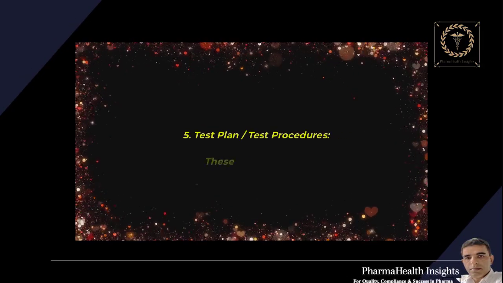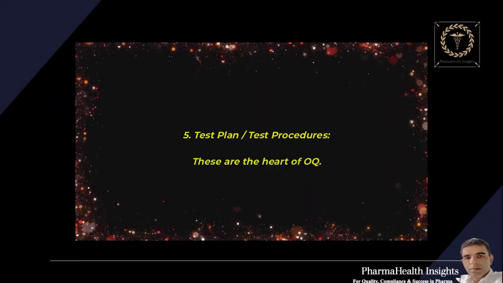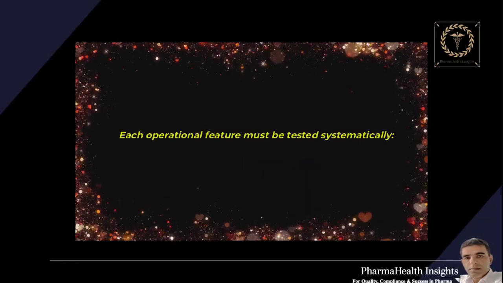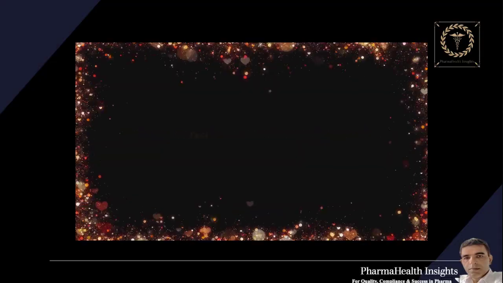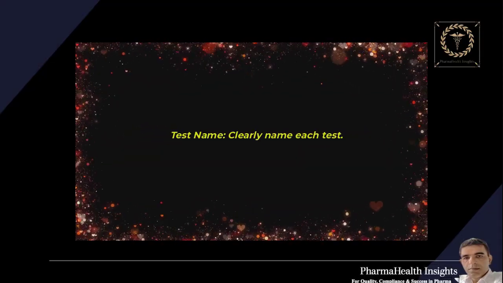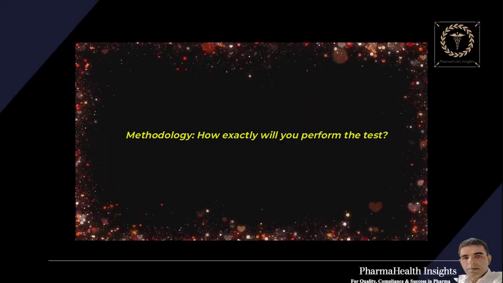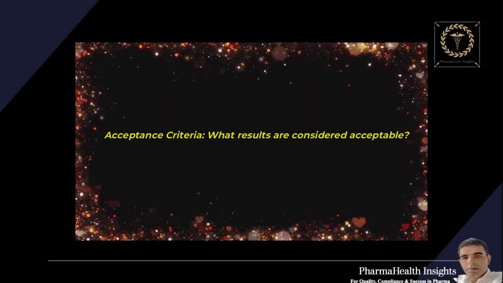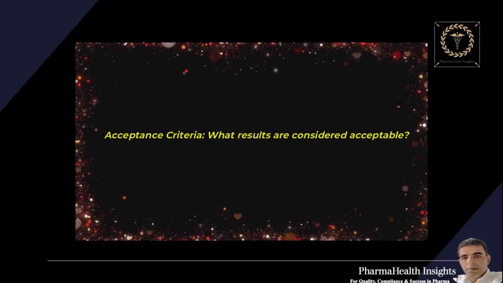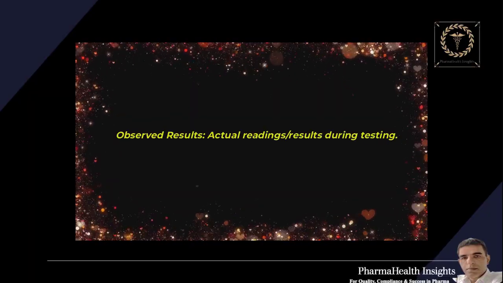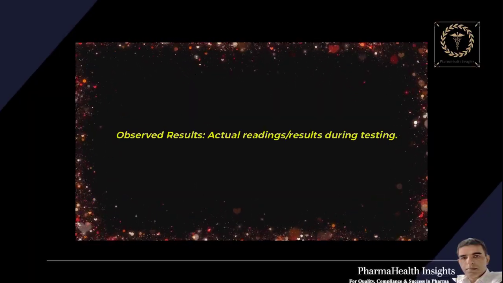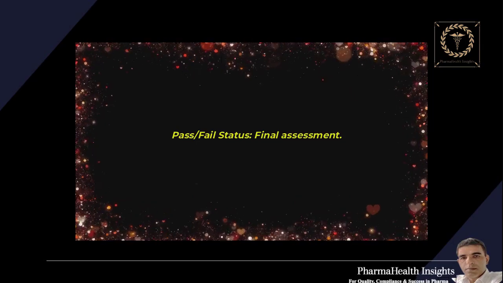5. Test plan, test procedures. These are the heart of OQ. Each operational feature must be tested systematically. Test name, clearly name each test. Objective, what are you testing? Methodology, how exactly will you perform the test? Acceptance criteria, what results are considered acceptable? Observed results, actual readings, results during testing, pass, fail status, final assessment.